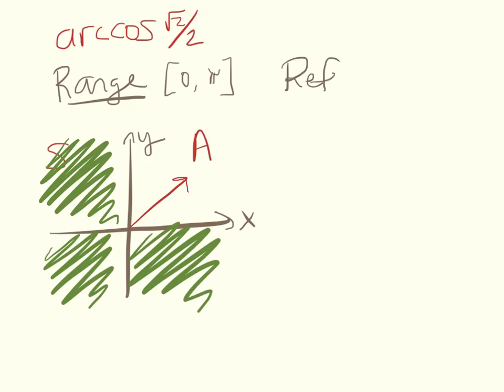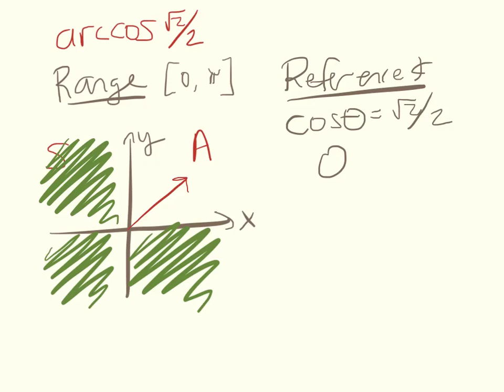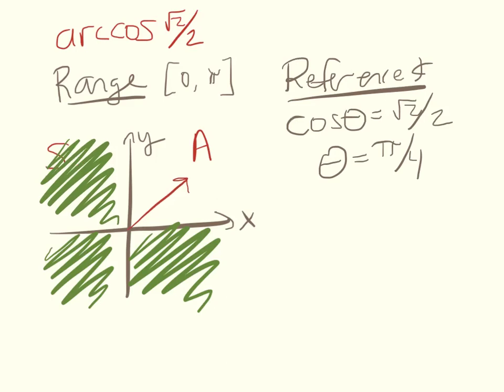Next, we look for our reference angle. And remember, we're thinking that the cosine of some angle is radical 2 over 2. Well, we know that that has to be pi over 4. And pi over 4 is already in the first quadrant. Pi over 4 is between 0 and pi. So that's our answer here. Arc cos radical 2 over 2 is equal to pi over 4.